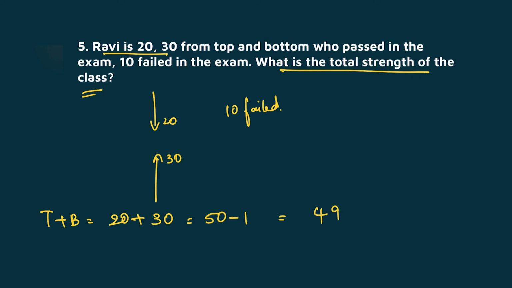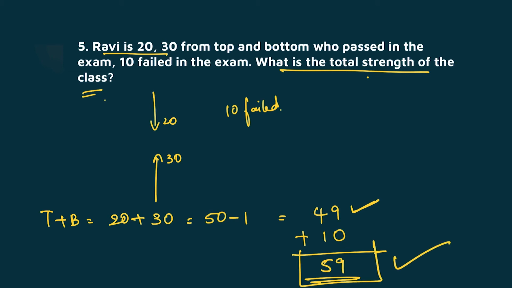Here what we have to find? The total strength of the class. So this is the number of passed students and there are 10 failed students in the exam. So including that 10, the total is 59. So the total strength of the class is 59 members.